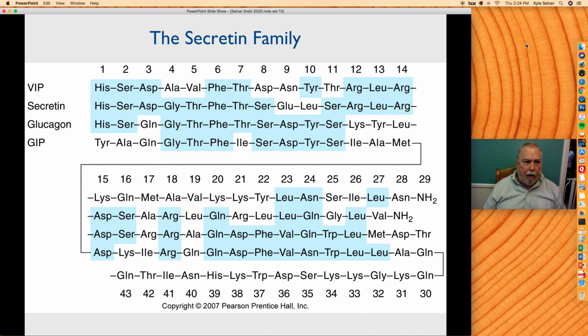That other family I talked about, secretin, has vasoactive intestinal peptide, secretin, glucagon, and gastric inhibitory peptide. Notice there's a lot of homology between these different peptides. So that's why it's a family of these. Secretin we'll talk about a little bit in today's lecture. Glucagon is going to be really big in the insulin story.